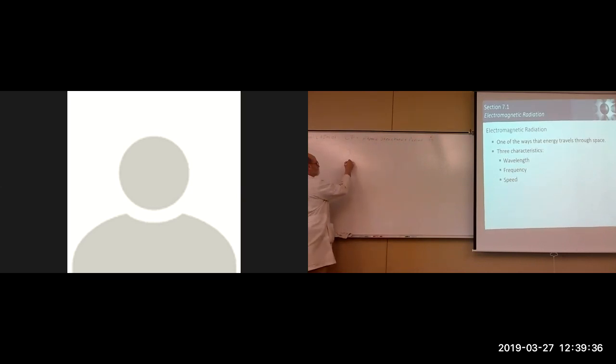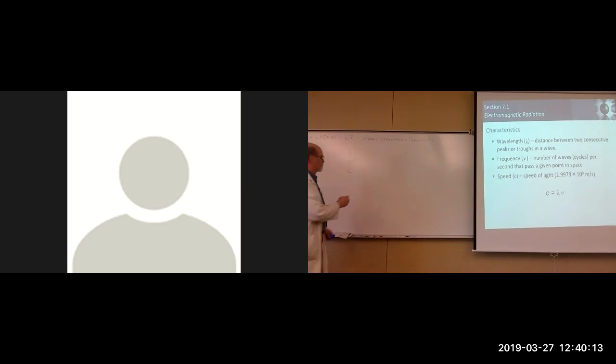One is frequency. Well, these are Greek letters. There's a small lambda, and this is a small nu. And then there's speed of light, which is a small c. If you know any two of these, you can derive the third one because they're related. They're related by this formula. Yeah, that's not a good thing. It looks like a V. Depends on the font you're using.